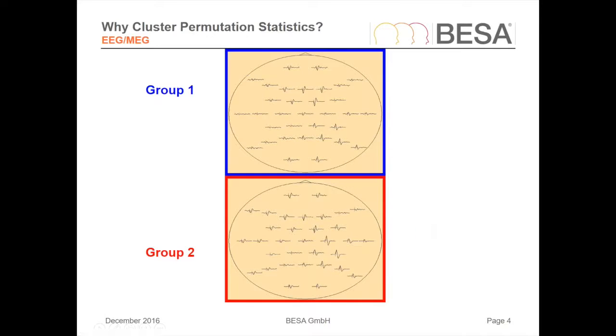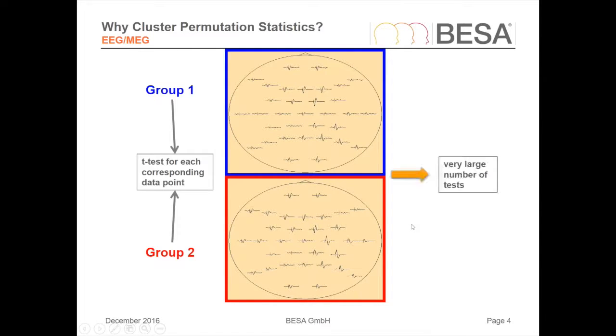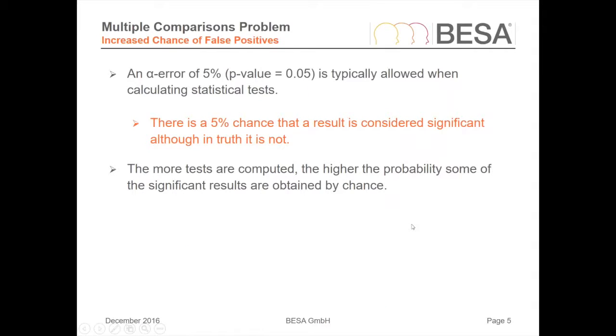And to make things worse, if we want to compare a particular time window between two groups or two conditions, we often not only want to investigate effects in a single electrode, but in many electrodes or MEG sensors. Thus we end up with a very large number of tests. And usually the typically accepted probability for a false positive is 5%. This means that if the null hypothesis is true, I would live with 5% of the tests still showing significance.